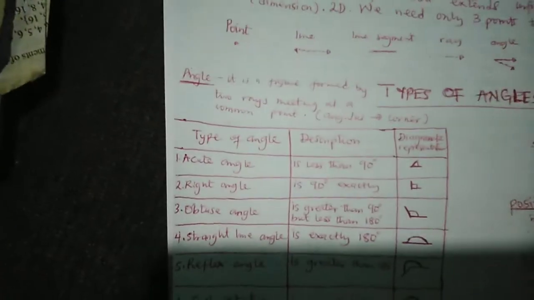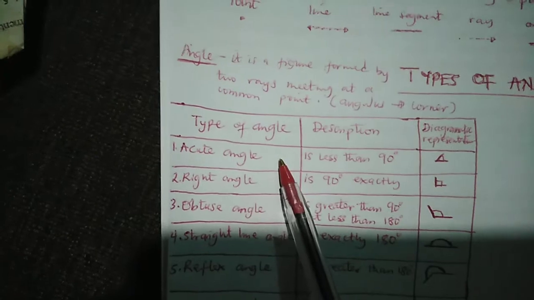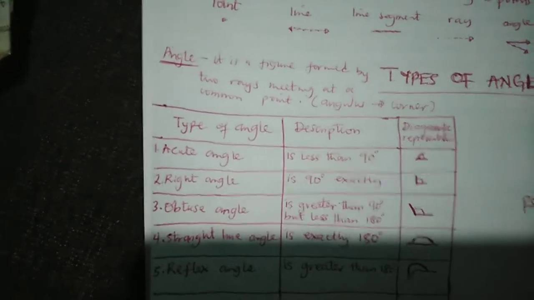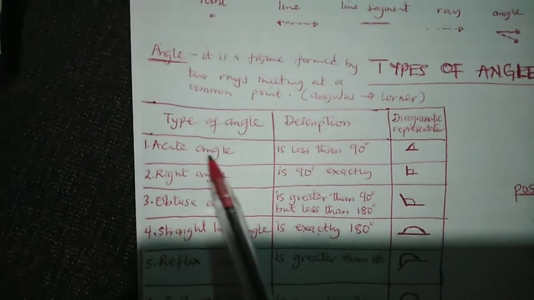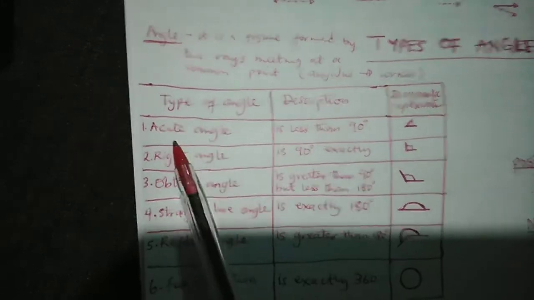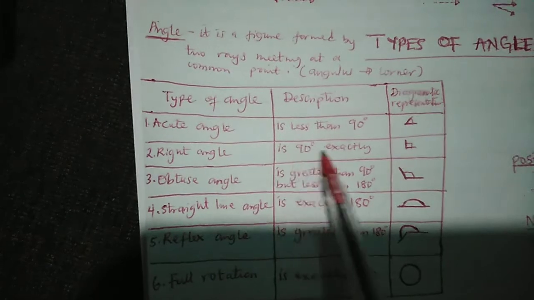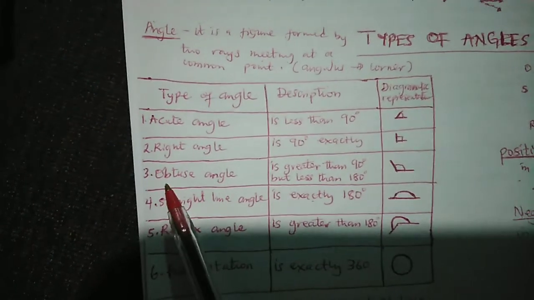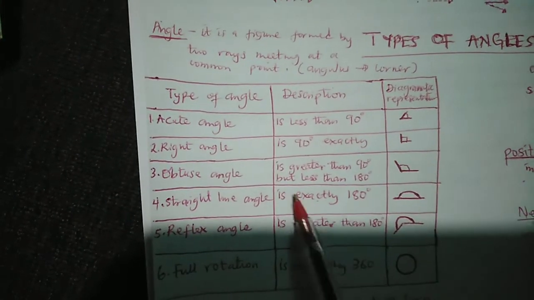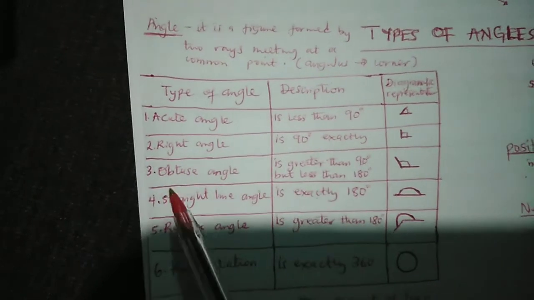Let's talk about the various types of angles, the major types of angles. The major angles are 90, 180, 360. An angle that is less than 90 is known as an acute angle. An angle that is exactly 90 degrees is known as a right angle. An angle that is greater than 90 but less than 180 is known as an obtuse angle. So greater than 90 but less than 180.